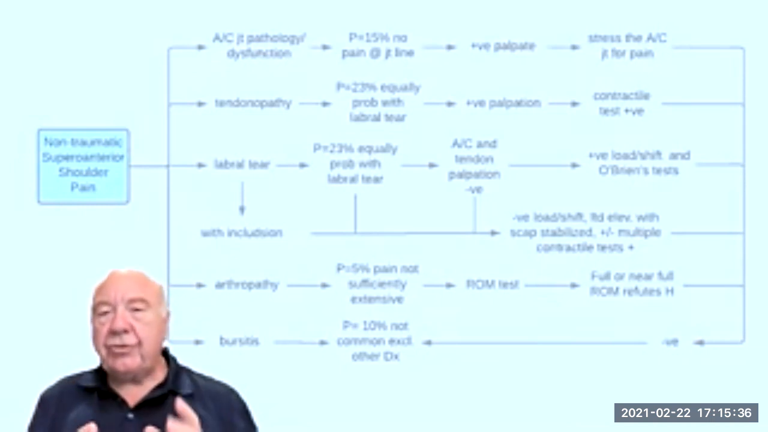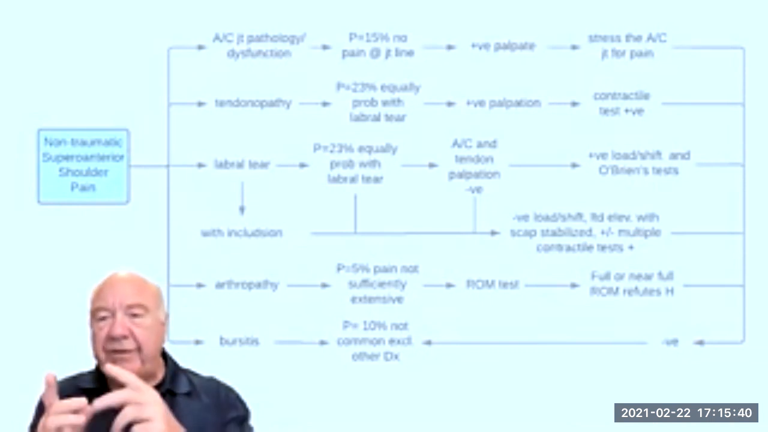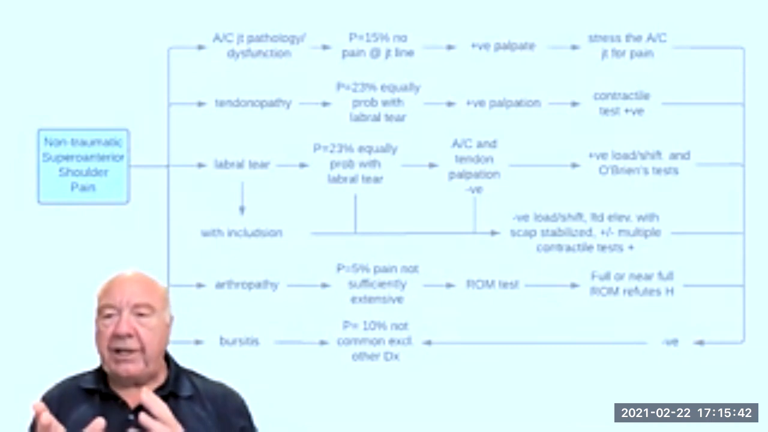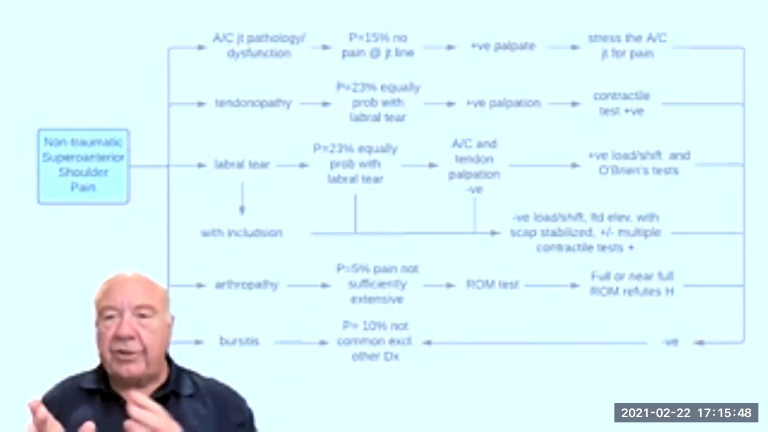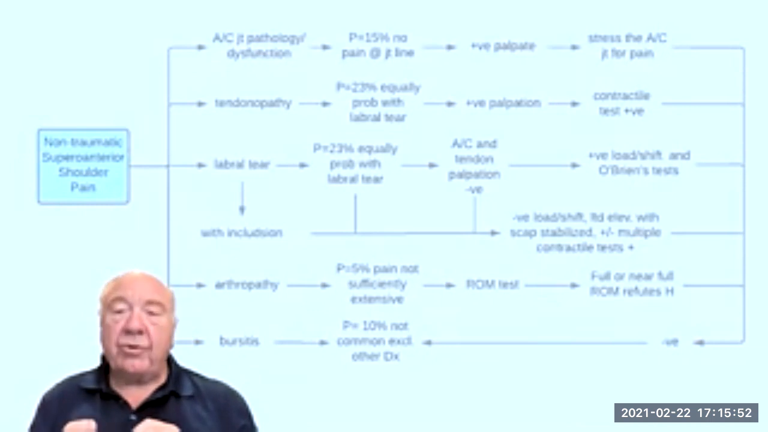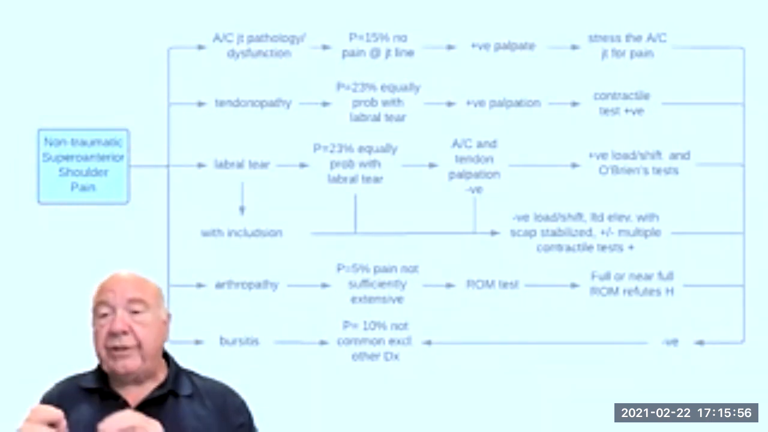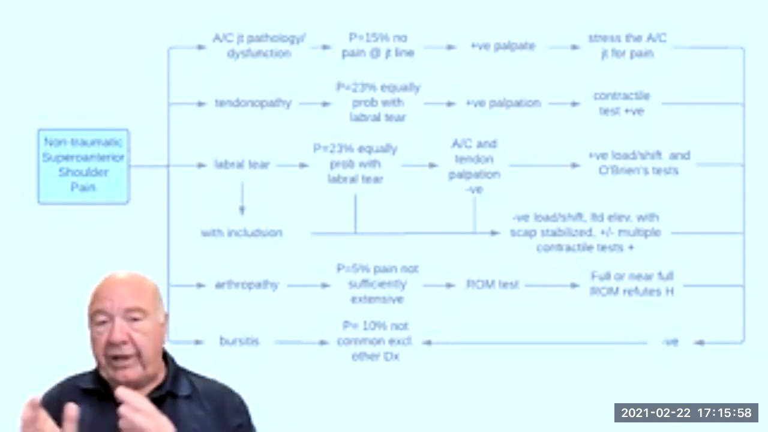If the AC joint is positive on palpation, we can then stress the AC joint for pain. Okay, so we can stress it for pain. We can go in and do biomechanical testing on it and see if that's also painful, and it'll also give us the motion dysfunction, so we can find out positives that way.